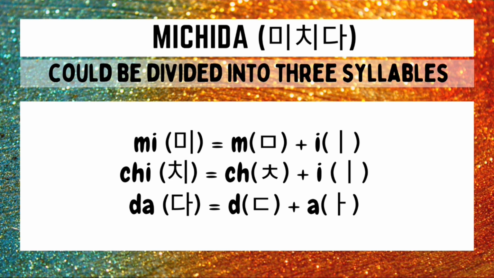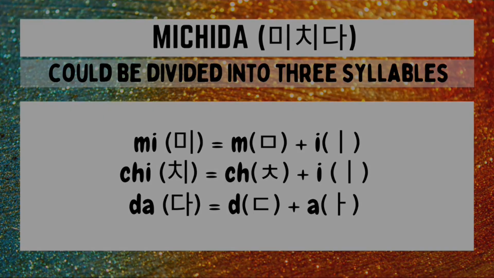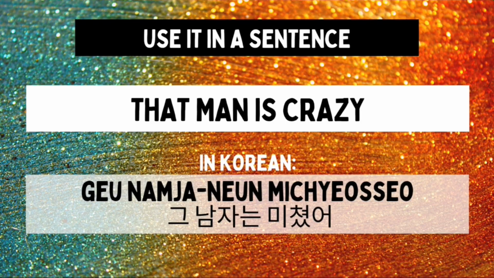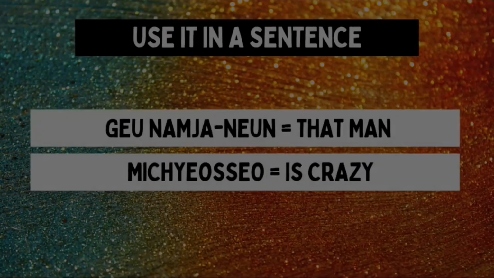So to know more about the word michida, let's look at this example. It says, that man is crazy. Again, that man is crazy. The Korean translation of this is 그 남자는 미쳤어. Again, 그 남자는 미쳤어. Let's look into the details of this Korean translation.